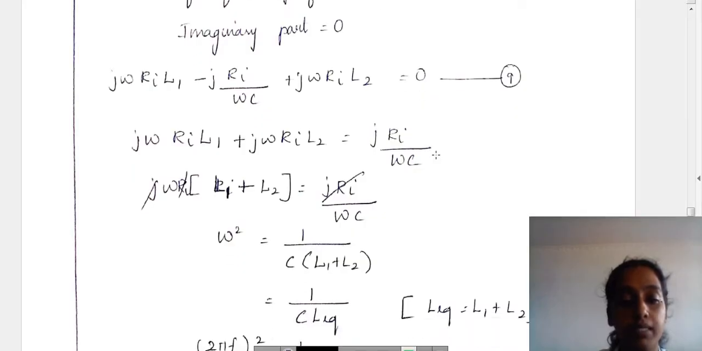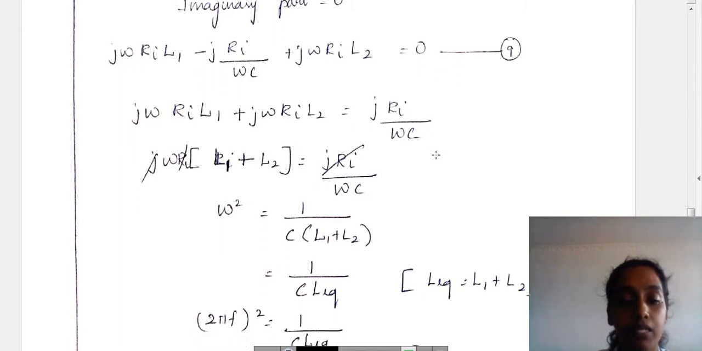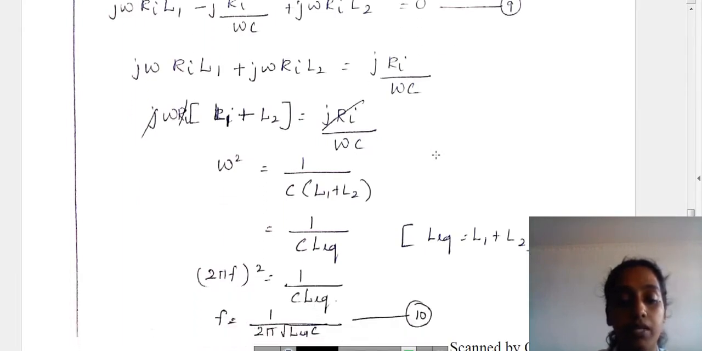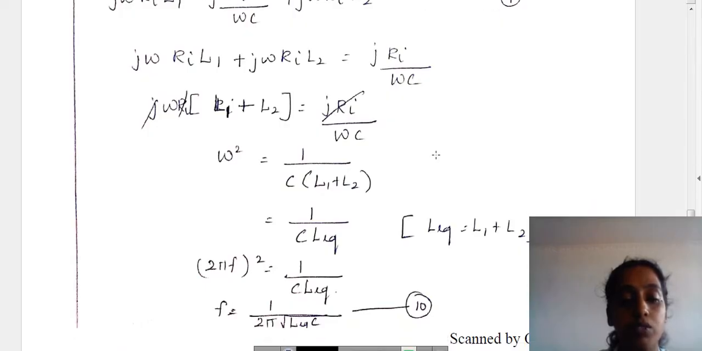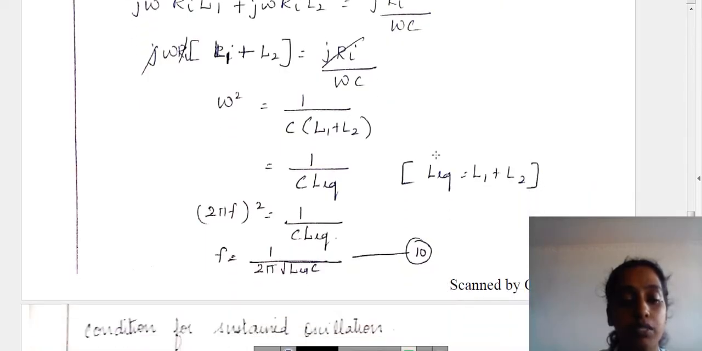So let me consider that the inductors are connected in series. Then what is L equivalent? L equivalent is L1 plus L2. So consider it as L equivalent. What is omega? Omega is equal to 2 pi f. So 2 pi f the whole square is equal to 1 by C into L equivalent. So f is equal to 1 by 2 pi root L equivalent into C.